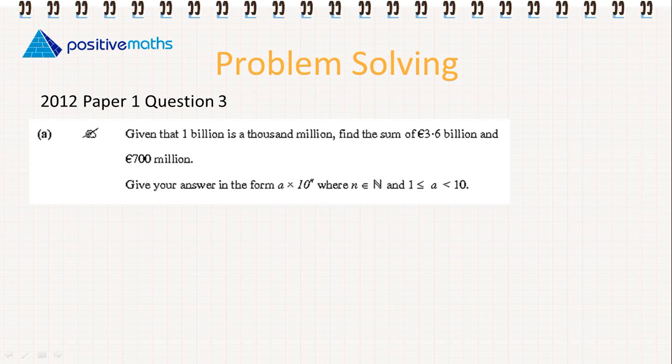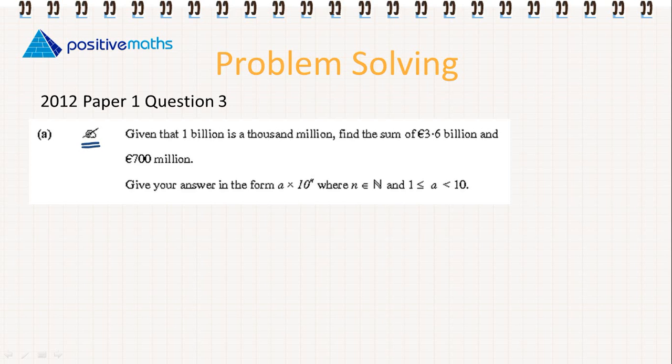We're told, given that 1 billion is 1,000 million, find the sum of 3.6 billion and 700 million. We need to give our answer in the form a multiplied by 10 to the power of n, where n is a natural number and a is greater than or equal to 1 or less than 10. We need to note that when we're given this symbol here, it shows that we have to show all of our work. Therefore, we cannot just plug these numbers into the calculator and find their sum. We need to show how we find our answer.